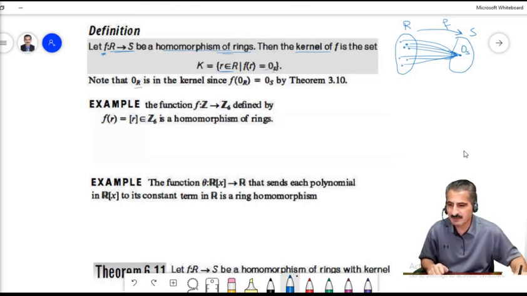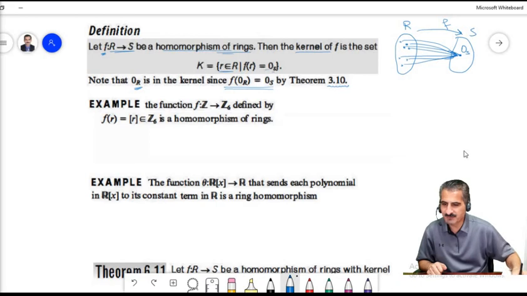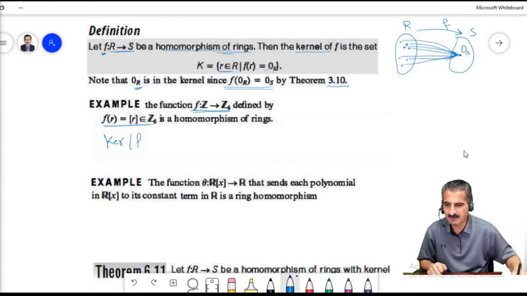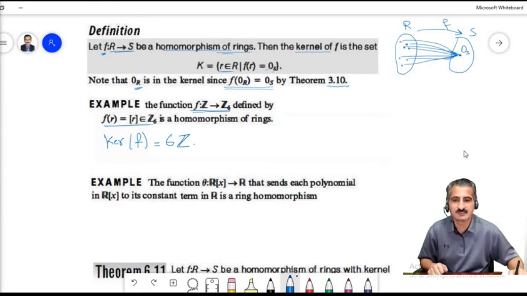Note that the 0 of the ring is in the kernel. Why? Because f of 0 equals 0. The image of the 0 of R is the 0 of S, and this is guaranteed by Theorem 3.10. Okay, and we have seen such examples before, taking f from Z to Z6 to take an integer to its equivalence class. Then simply we know that the kernel of f, as we denoted the kernel this way, consists of all multiples of 6, which is 6Z.